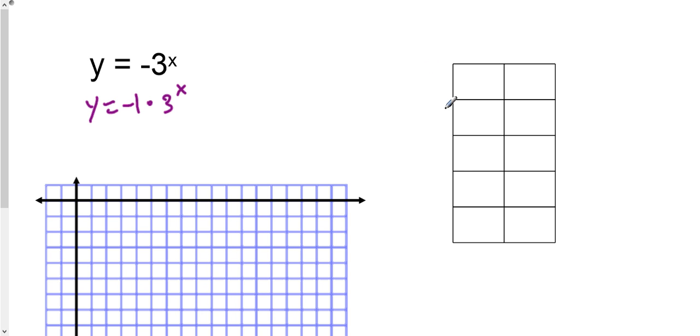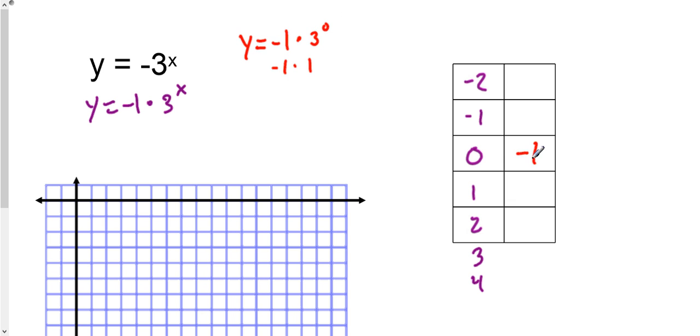So let's try a few. Same thing, we're going to plug in 0, 1, and 2, -1, -2 over here. Maybe plug in 3 and 4 if I need to get a better picture. We plug in 0. Alright. Got to be careful, this is why we're going to actually show our work over here. -1 times 3 to the 0. That's -1 times 1. It spits out -1. Already underneath our x-axis.